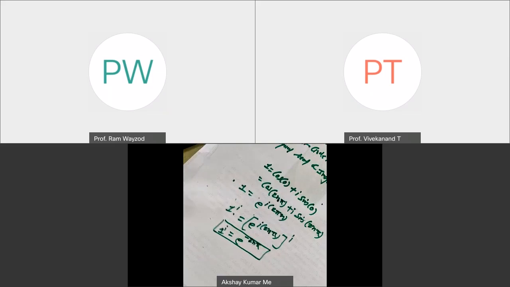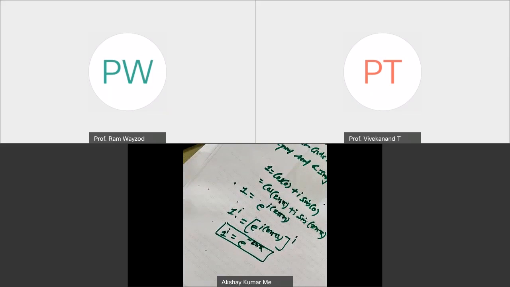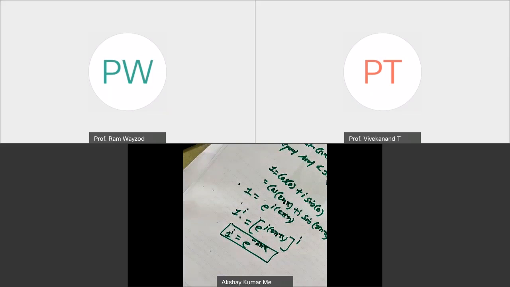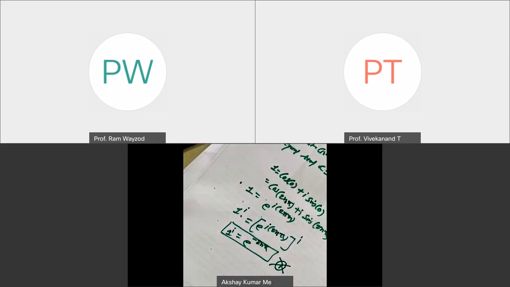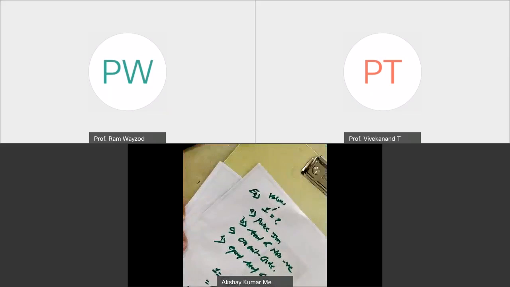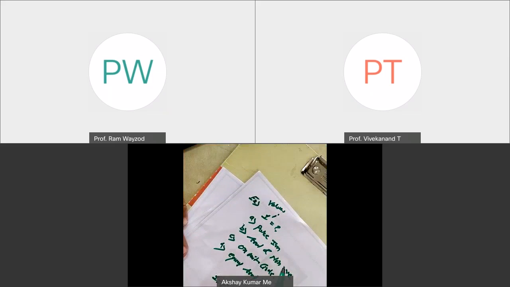So the expression 1 to the power i is purely independent of the imaginary number. Why? Because the imaginary part i is absent in the expression 1 to the power i. So our first option, purely imaginary, is not correct.